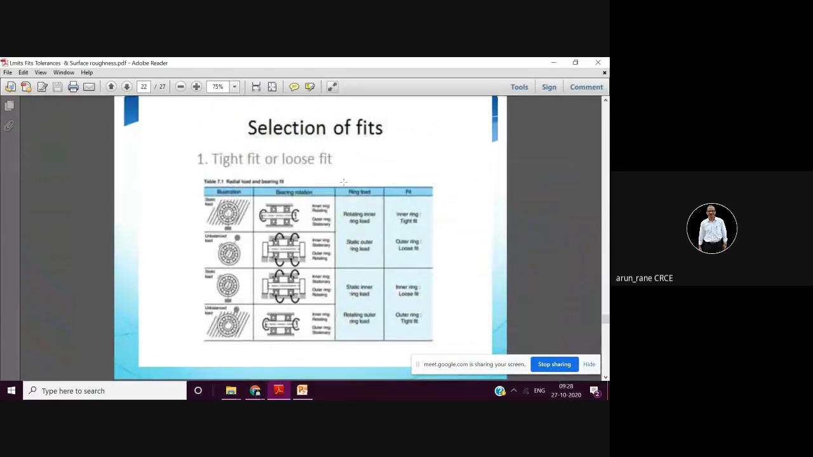So what are the fits that you can have? Tight fit or loose fit? Tight fit or loose fit means the shaft, that is the inner ring, is tight and the outer ring is loose. Loose doesn't mean that it will move. Loose means it is easy to assemble, whereas tight fit means you have to hammer it.